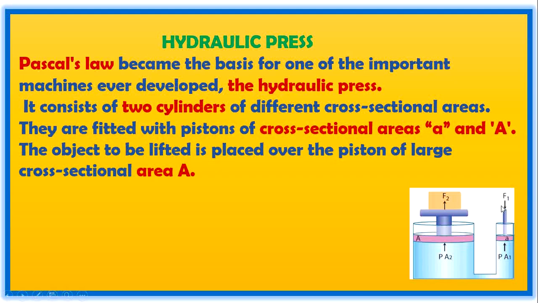So how does it work? The force F1 is applied on the small cylinder. While we press the piston, the force F1 produces pressure. This pressure is transmitted equally to the large cylinder, and this pressure produces the force F2, and then the force F2 lifts the object up.